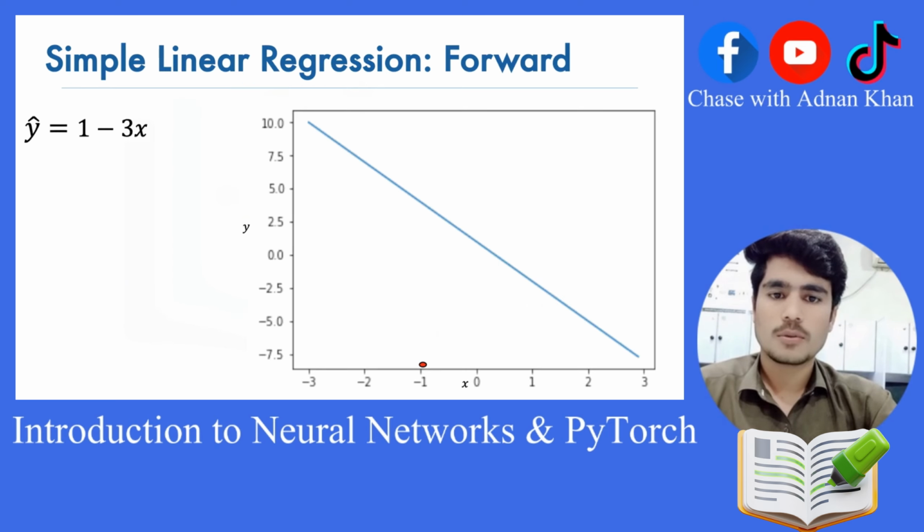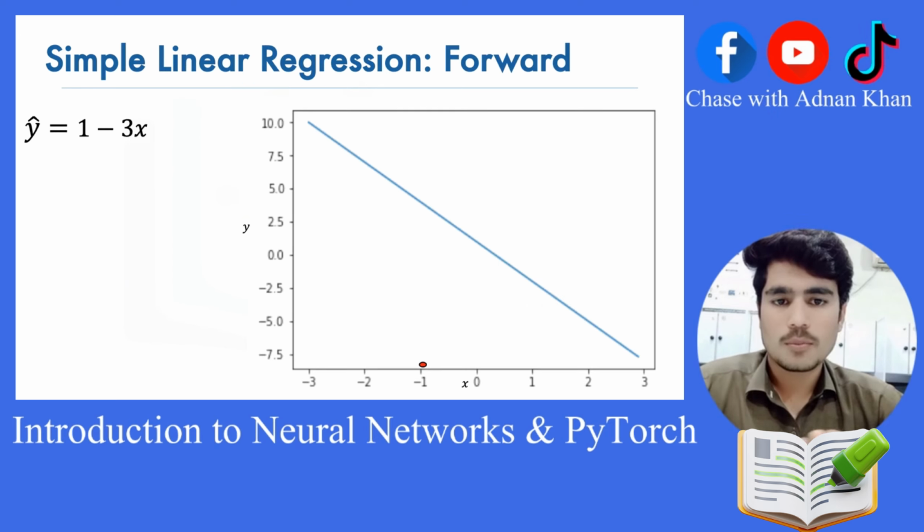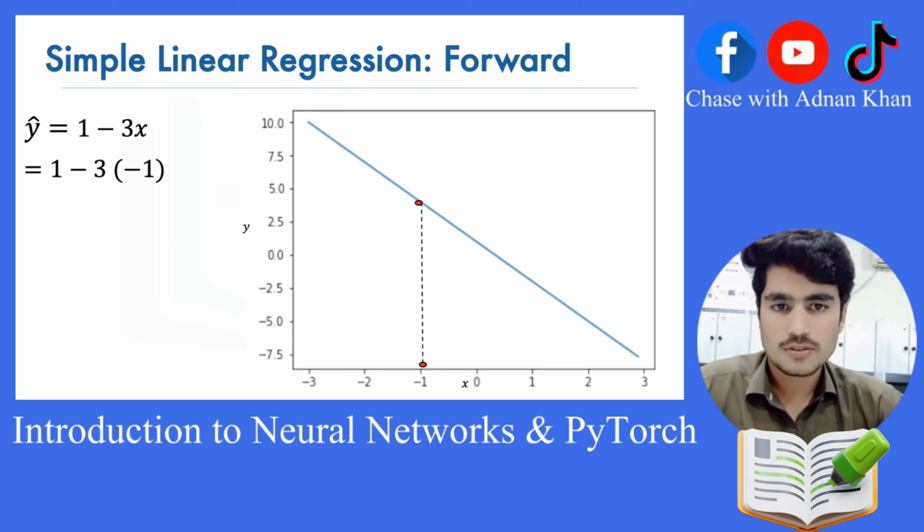Let's clarify the prediction step. The line will map the dependent variable x to the estimated value of y. The hat on the y indicates it is an estimate. In PyTorch, we call the prediction step the forward step.